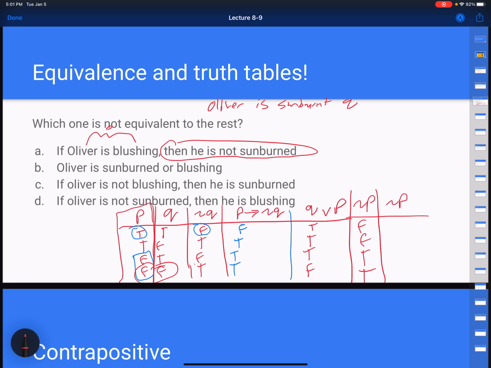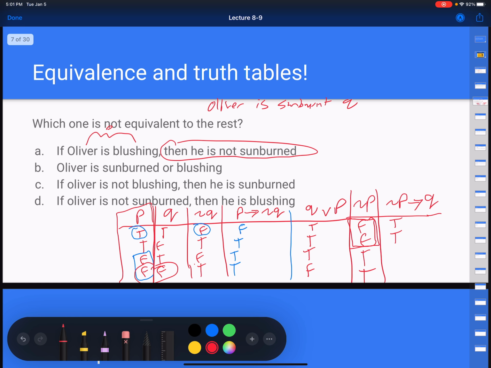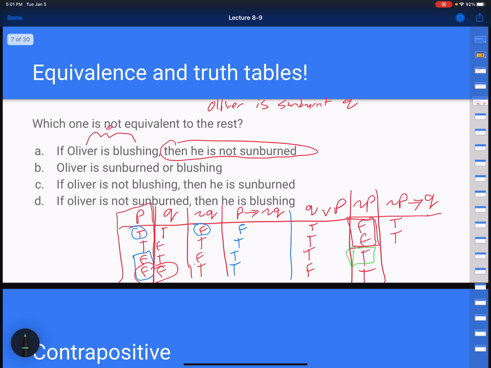So we have, if Oliver is not blushing, then he is sunburned. So not P implies Q. And let's see when not P implies Q. So when not P is false, if it starts with a false, we immediately know that our statement is true because it's a conditional. When it starts with a true, the only time it could be false is if it starts with a true and goes to false. This starts with true and goes to true, so this is going to be true. And this starts with true and goes to false, so we are going to have a false here.